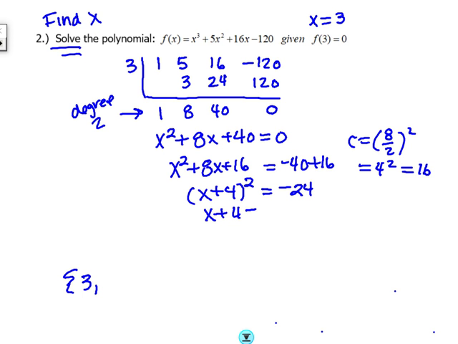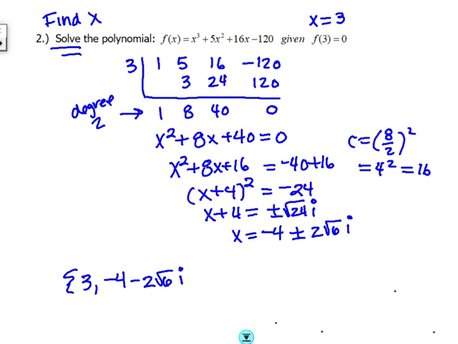Square root both sides. This is a negative, so under the square root, I'm going to get i. So I'm going to get imaginary. And subtract the 4, and then simplify. Well, it's 4 times 6, so 2 square root of 6i. So I have one real solution and 2 imaginaries. And notice my imaginaries are conjugates. That always happens. You can't have one imaginary solution. You've got to have the imaginary solution and its conjugate.